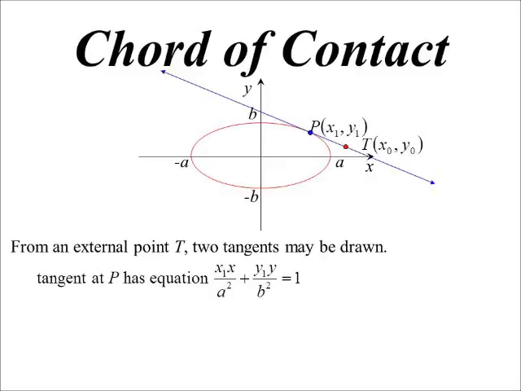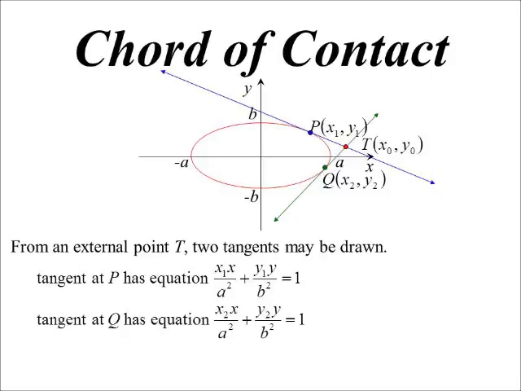We know the tangent at P has this equation. Remember, we said the equation will look like the equation of the ellipse. So I know it's going to be x1 x on a squared. Notice x1, y1 is the point of contact. It's not the external point. Okay? So we know that is true. The tangent at Q, if I call the other point of contact x2, y2, will be that. We're trying to find the equation of the line PQ.